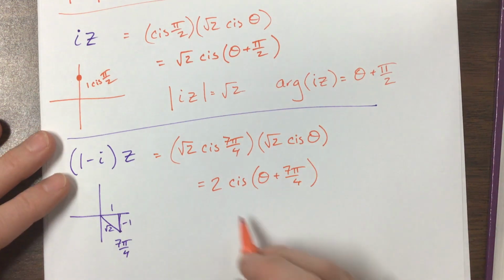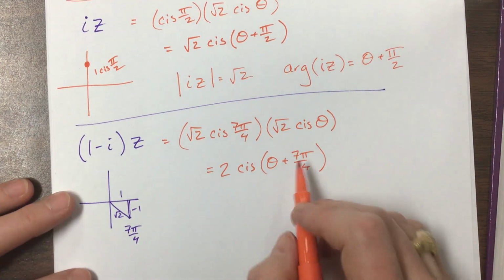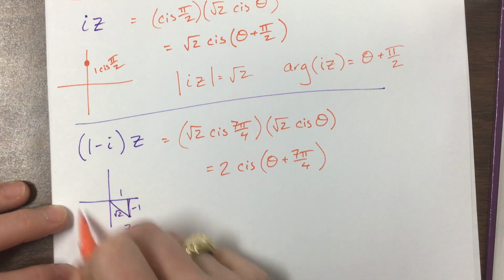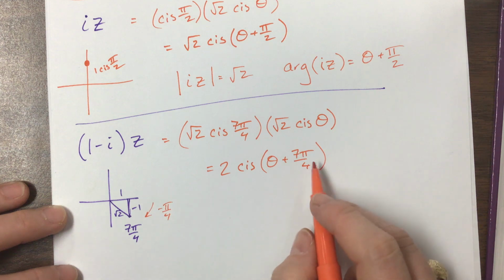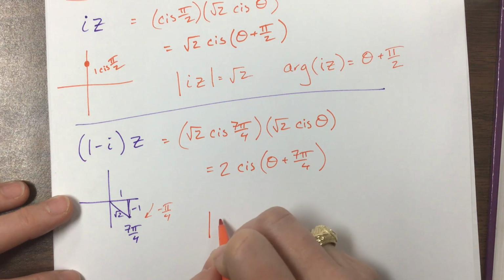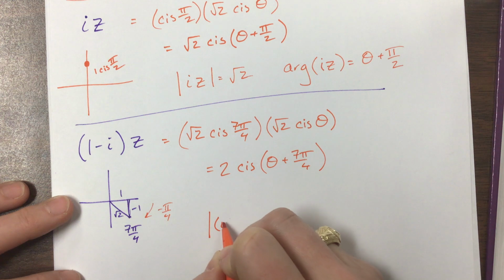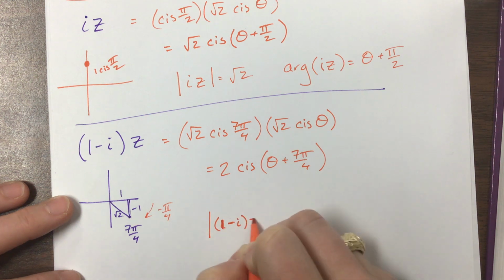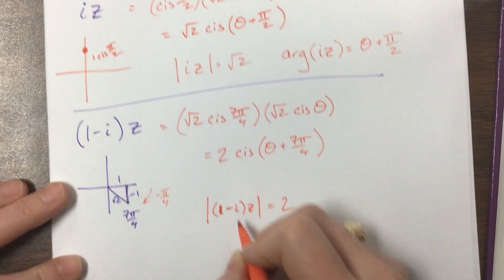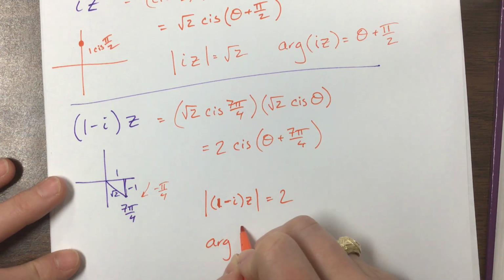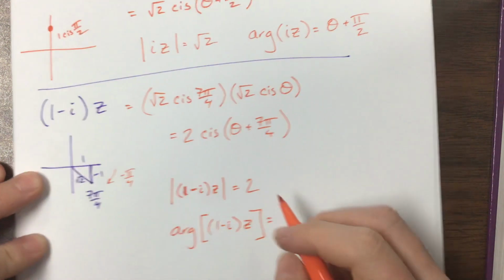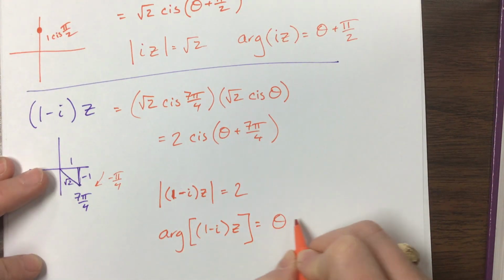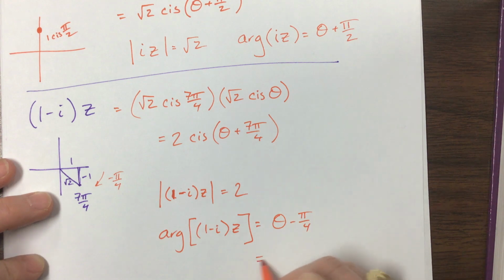I was just verifying in the book. Instead of using 7 pi over 4, they went the negative way and had negative pi over 4. So the modulus of 1 minus i times z is equal to 2. The argument of 1 minus i times z would be, they said, theta minus pi over 4. I say theta plus 7 pi over 4, and I think we're both right.